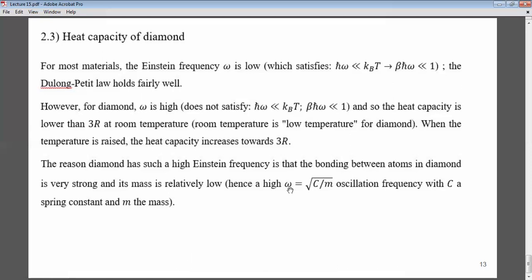We can say that the Einstein model or the Dulong-Petit model are acceptable for most materials because their frequency is very low. But in the case of diamond, for example, it is not acceptable. This is why more physics needs to be done, and this is done by Debye, which we will see in section 3.